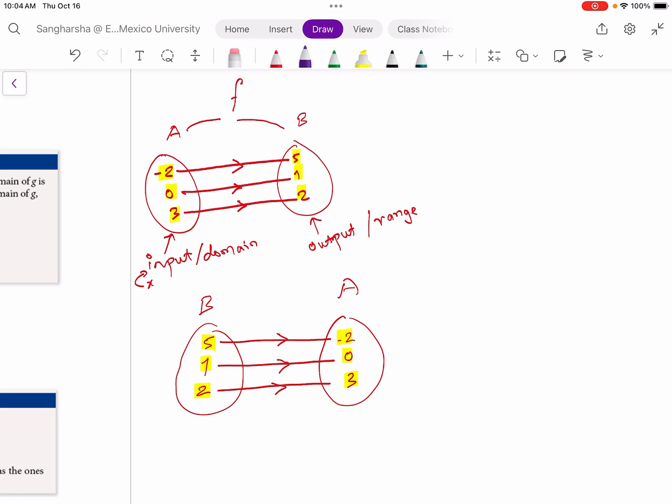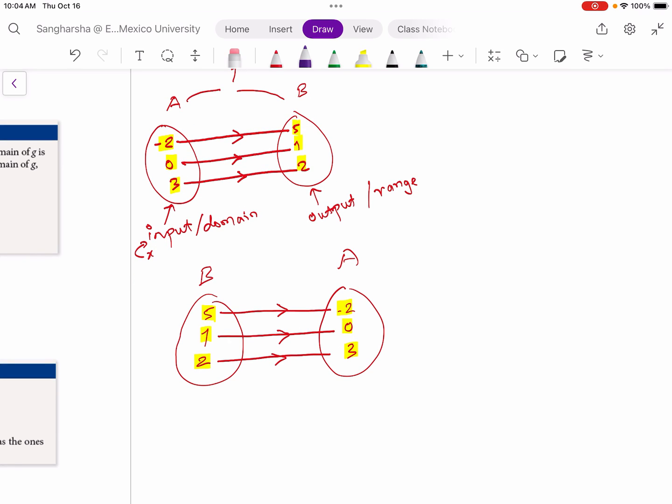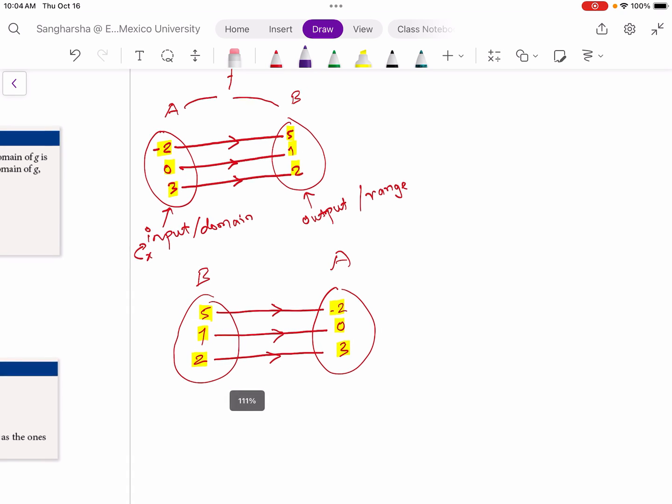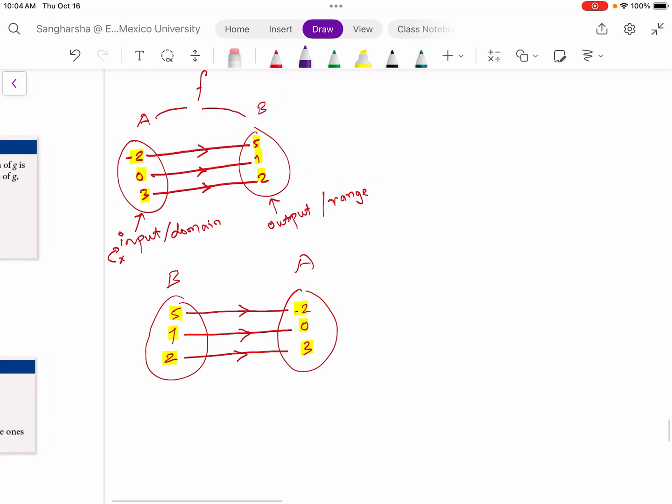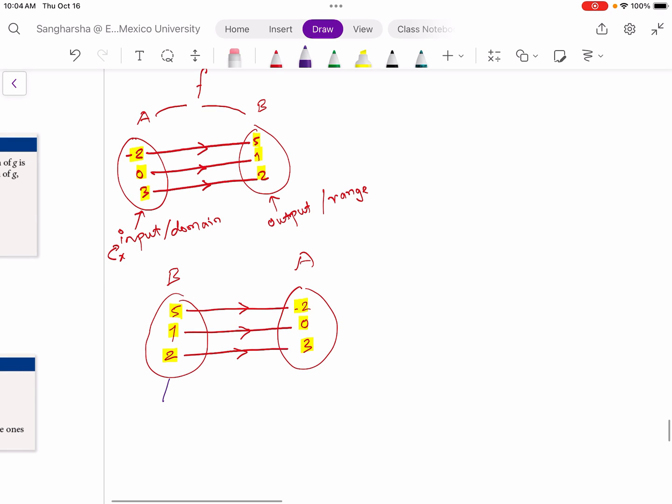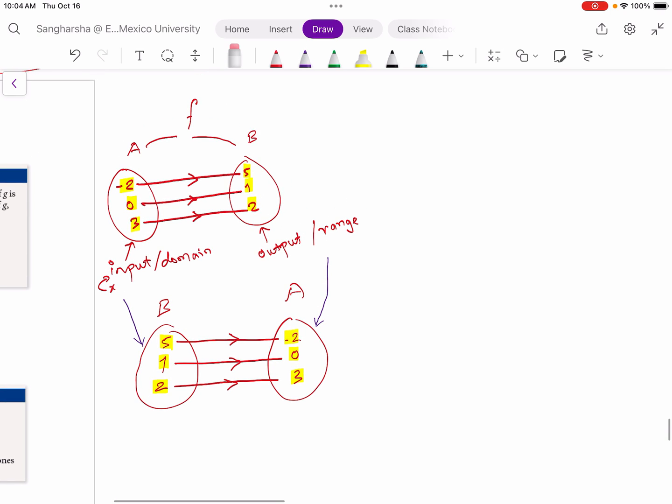Now in this case, which one is the input or domain? Every element of the first set is always the input. So every element from set B is an input, and every element from set A is an output. Now here we have a function f. Function f has these numbers 5, 1, 2 as input.